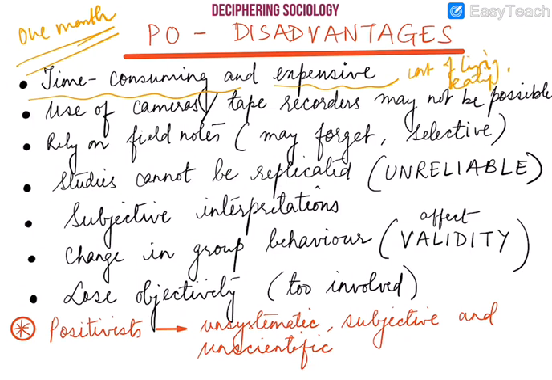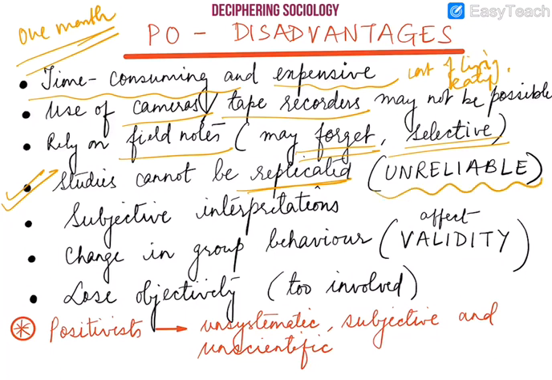Another point is that use of cameras or tape recorders may not be possible. So a researcher has to rely on field notes. He or she may forget certain things. He or she may be very selective and note down only a few points and leave out certain important points. Next point is that studies cannot be replicated. This is a very disadvantageous point because it makes it unreliable.